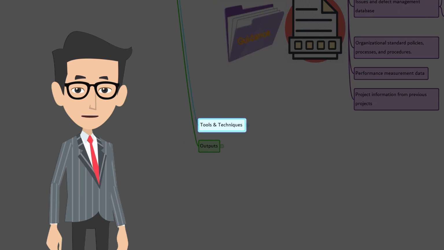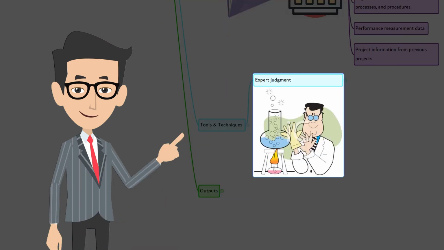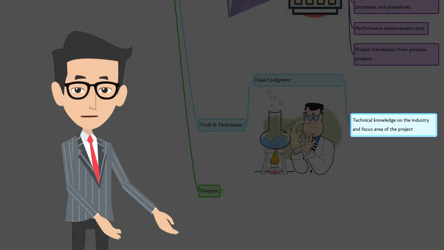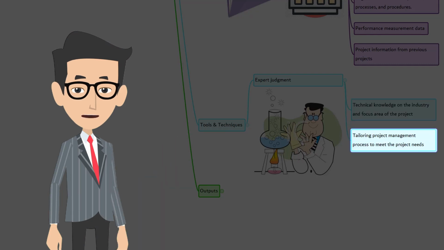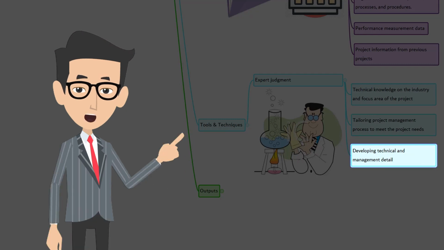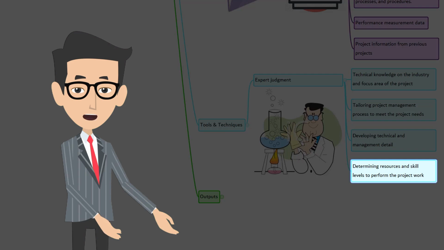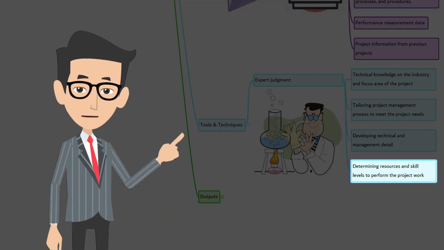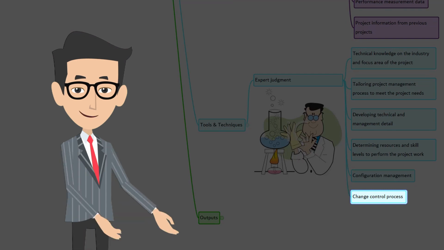All right, let's move to the tools and techniques. First, expert judgment. For this process, the experts can be from technical knowledge on the industry and focus area of the project, tailoring the project management process to meet the project needs, developing technical and management details, determining resources and skill levels to perform the project work, configuration management, change control process.